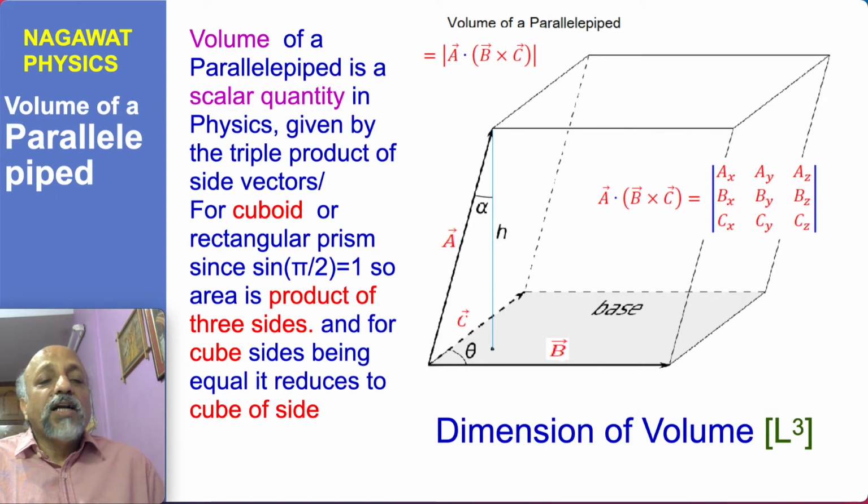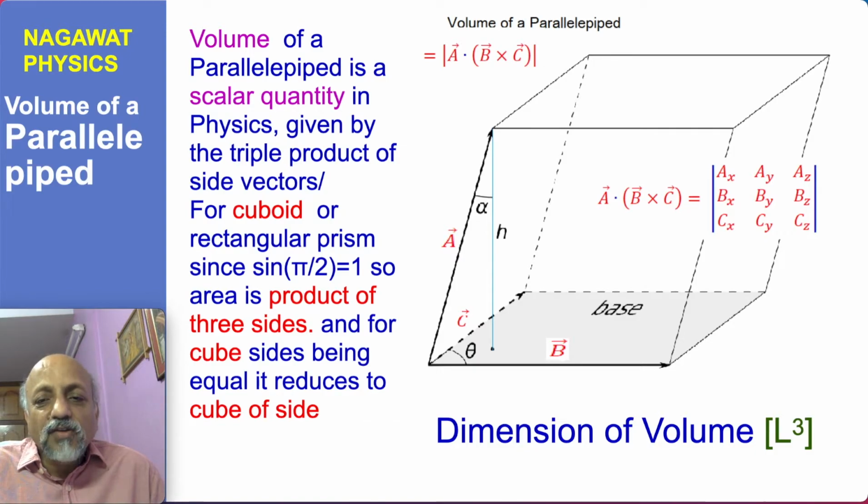So why triple product? Just like the cross product was useful in defining the area, which is a vector quantity, we define the volume of a parallelepiped, which is a scalar quantity, and in physics it is defined in terms of the triple product. A parallelepiped, just like a parallelogram which has two sides A and B, has three sides A, B and C, and here such a parallelepiped is shown in the diagram.